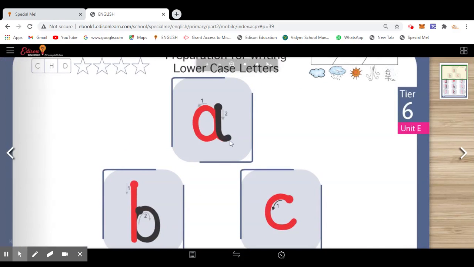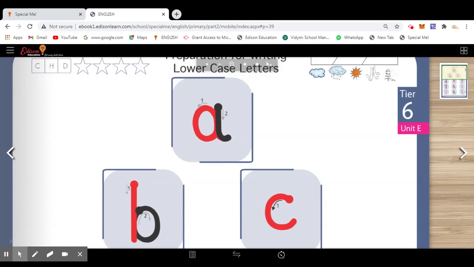Okay. So now look at here. Which letter is this? This is letter A. And what is the phonic sound of letter A? A. A is the phonic sound of letter A.